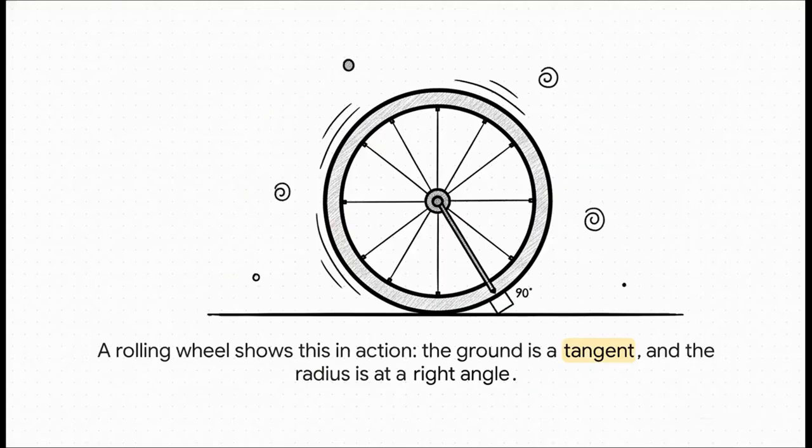Always. You actually see this principle in action all the time. Just think about a bicycle wheel rolling on the ground. The ground is the tangent line, and the spoke touching it is the radius. That perfect 90-degree angle is what keeps the ride smooth and stable. It's the same idea that lets a belt transfer power from one pulley to another inside an engine.